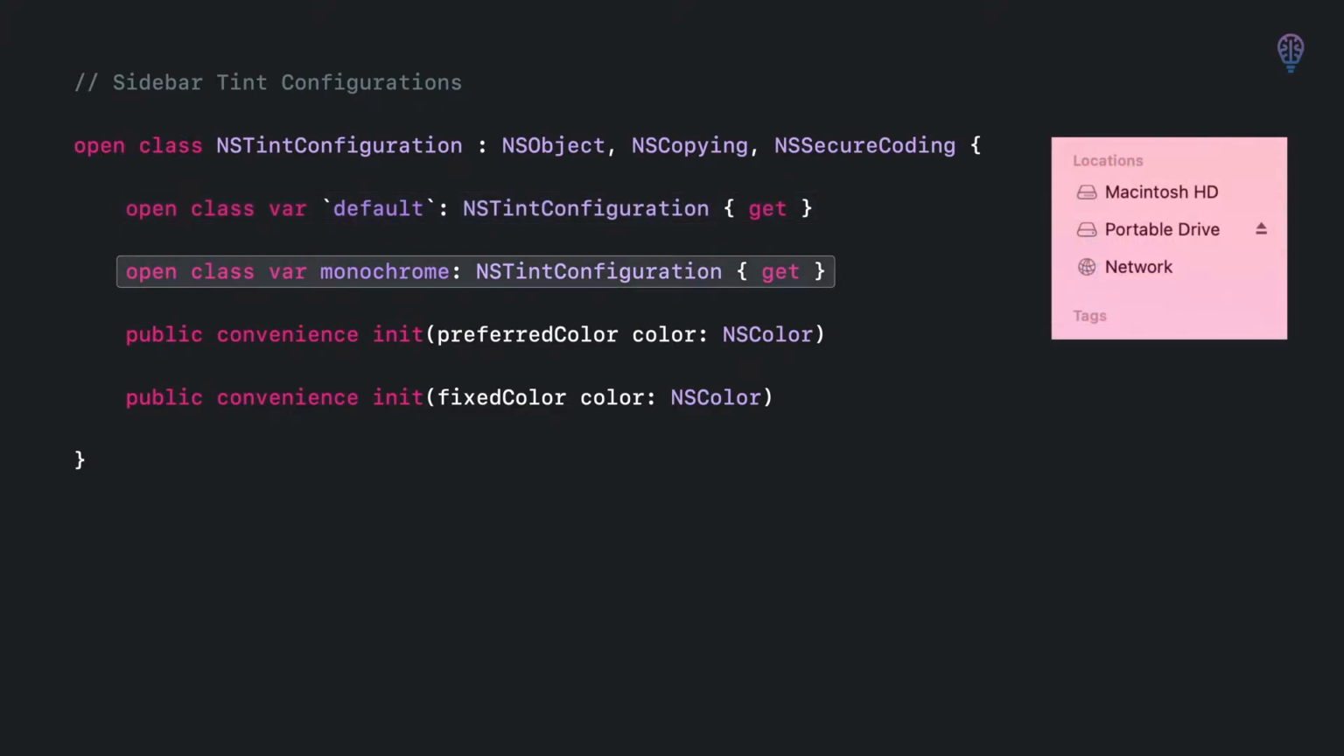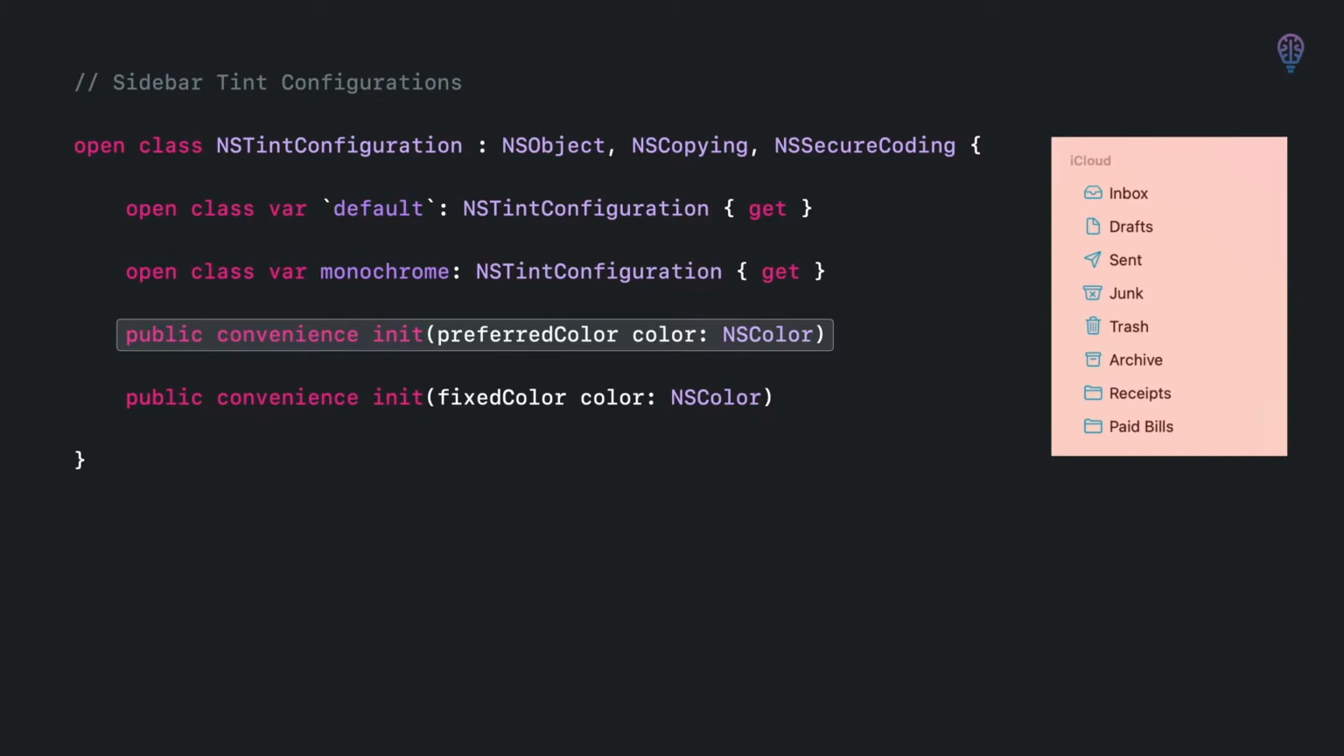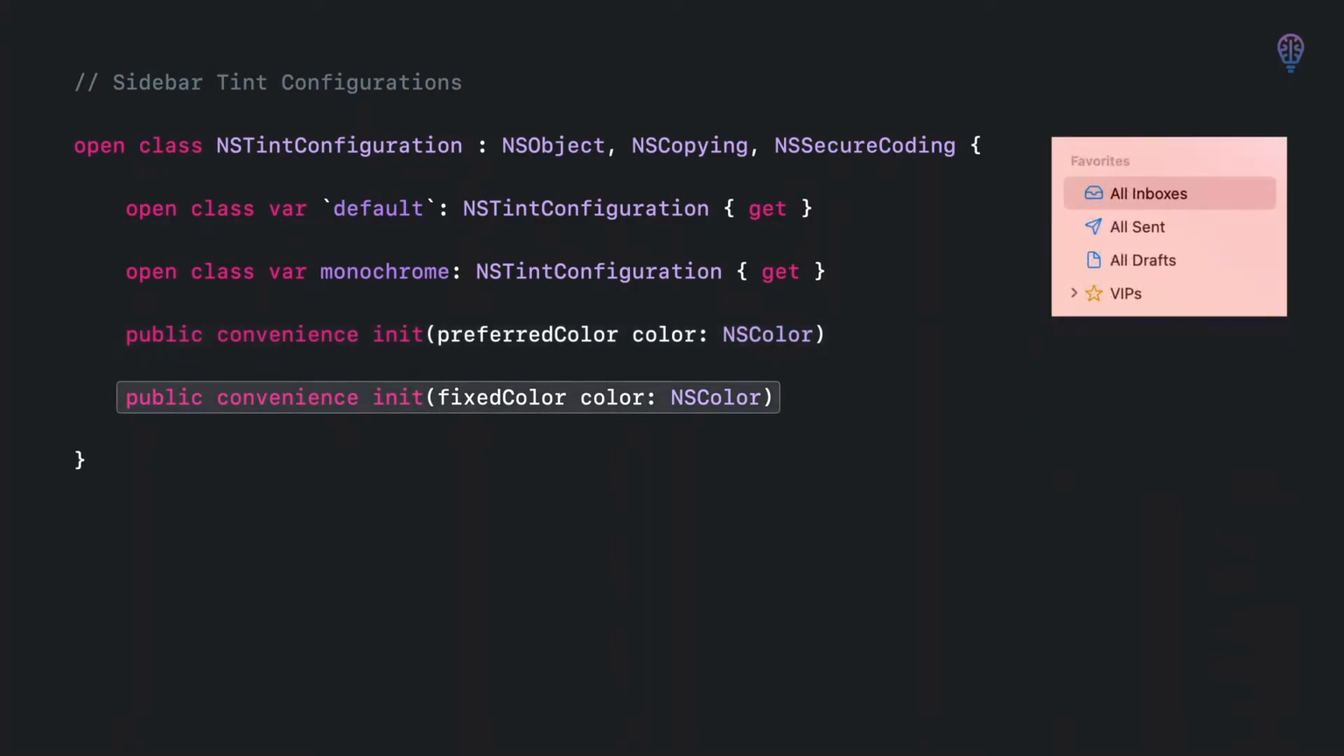The monochrome option provides a colorless appearance similar to the sidebar icons in Catalina. Preferred color allows you to specify a color that should be used with the default accent color, but should change to follow the accent color if it's customized. For example, Mail's teal folders complement the default accent color of blue nicely, but would clash with a red accent. Finally, fixed color specifies a color that never changes. A great example is Mail's VIP folder, which is always a yellow star.